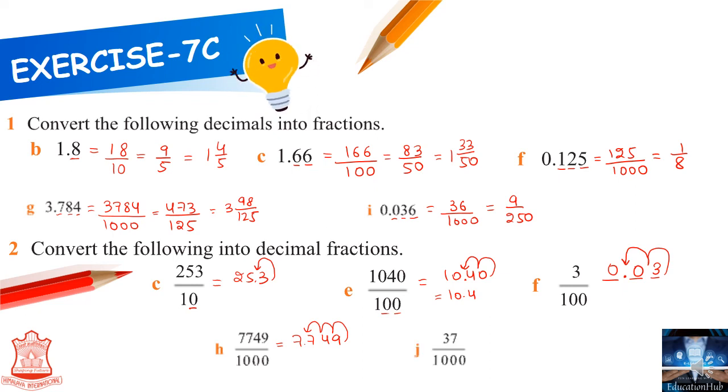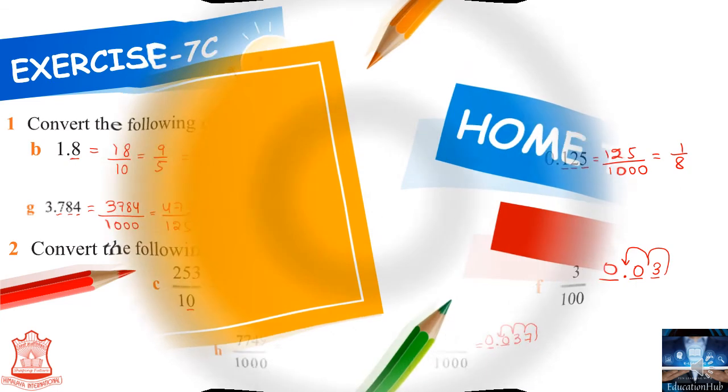J part is 37 by 1000. That means we have 3 places, right? So we'll start with the extreme right, 1, 2 and 3. That means here the point will come and then we have nothing. Again we are going to fill the vacant places with 0 and the answer will be 0.037. I hope this is clear to you. If you have any doubts, you can drop your doubts in the comment section below.